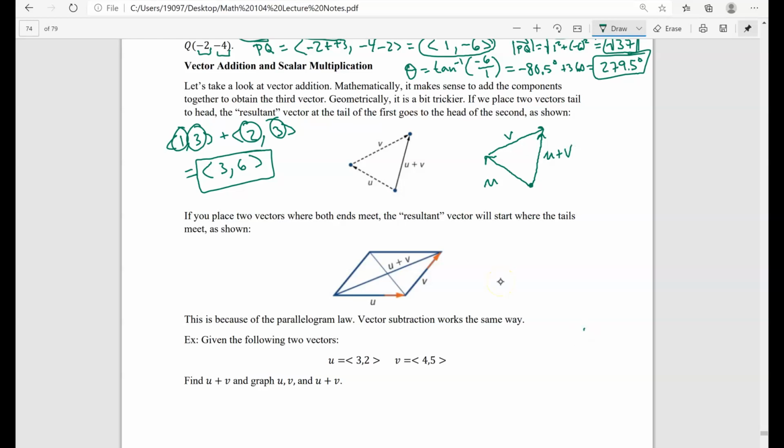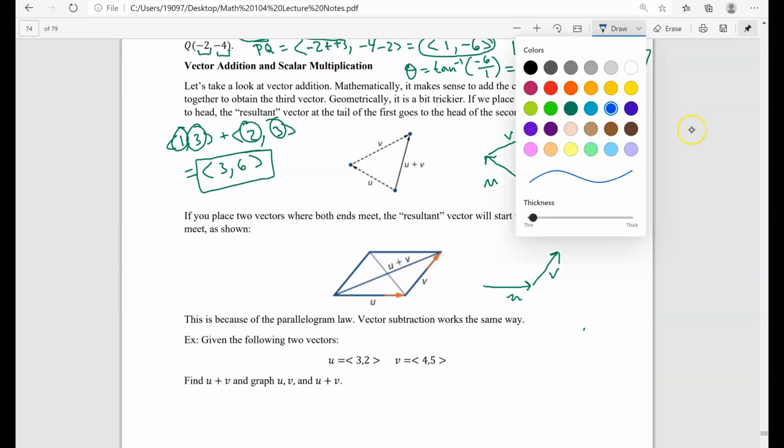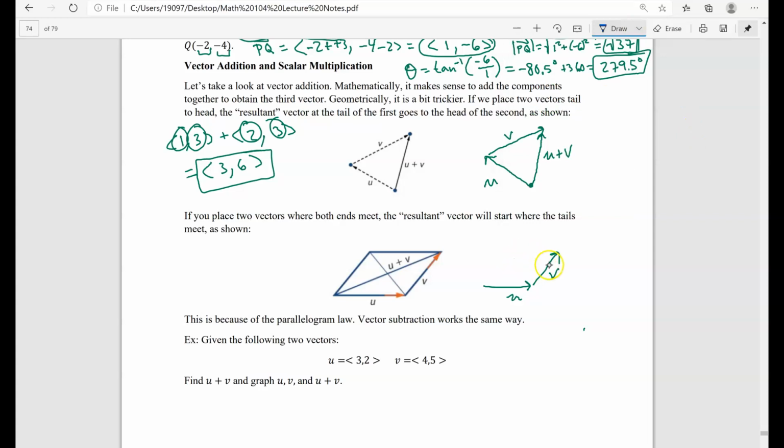Here's vector u and here's vector v. Remember that we can grab vectors and place them in different positions. So I can grab this v vector and place it over here, and I can grab this u vector and place it over here. The resulting vector is going to be this, right here, u plus v. And that's only if you play it tail to tip, tail to tip.